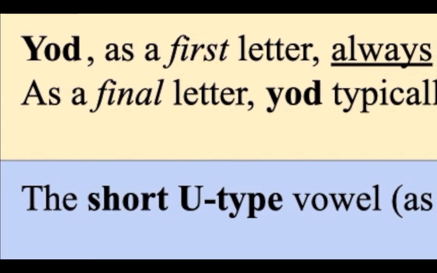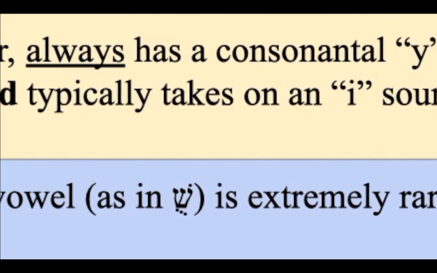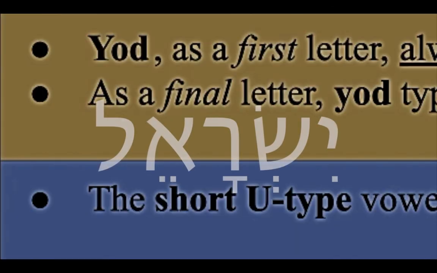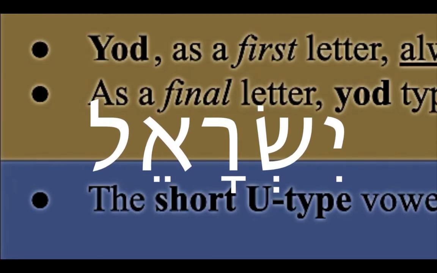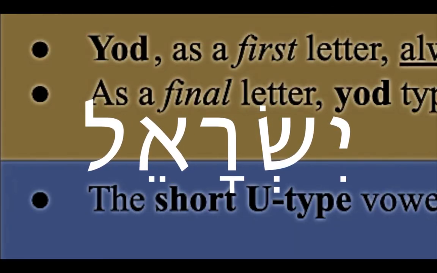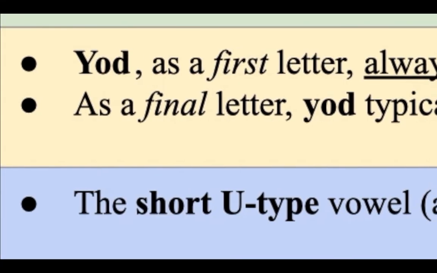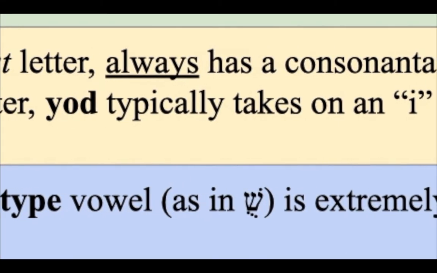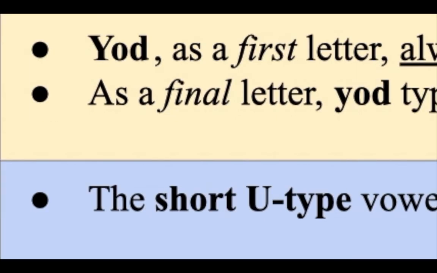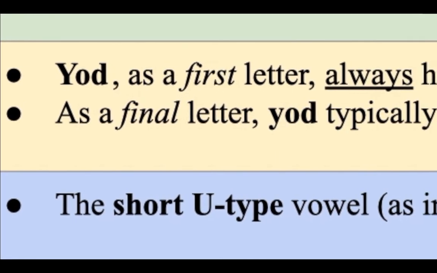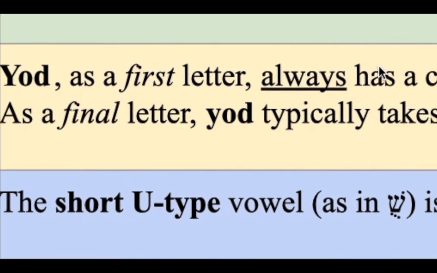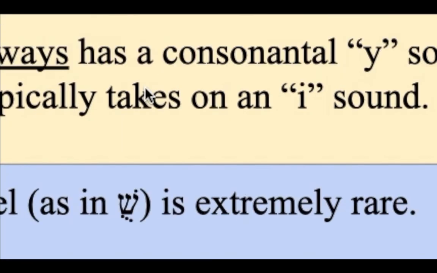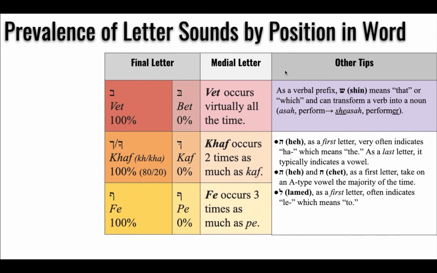Then we have yod as a first letter. It always has a consonantal y sound. Even though the Hebrew word for Israel is pronounced Yisrael, it always has that consonantal y sound in the beginning. But as a final letter, yod typically takes on an E sound. And then we have the short U-type vowel that we see with the three dots going down, like I said, it's very rare.